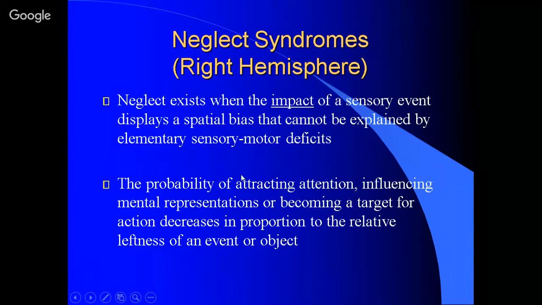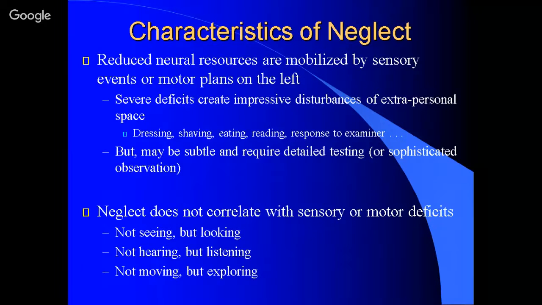You can also describe it as a kind of probability theory: the probability of attracting attention has a spatial orientation to it, almost the same thing. Again, the key is that in response to a stimulus with a spatial location, you activate fewer neural resources. And so you get these crazy deficits in extrapersonal space, of shaving, dressing, eating, all of these things that make neurology sort of fun. But sometimes they can be very subtle.